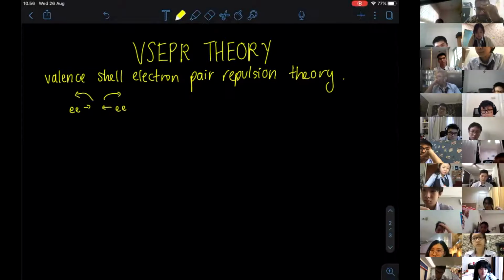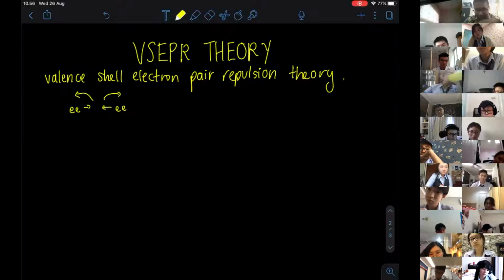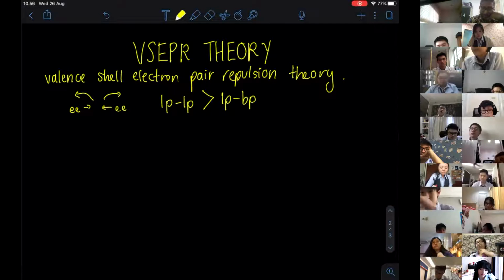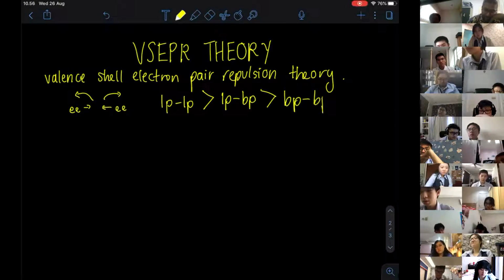But since we have two different types of electron pair, they have found out that the repulsions are different. How different are the repulsions? They have said that lone pair and lone pair repel more compared to lone pair with bonding pair. And these two pairs repel more compared to bonding pair and bonding pair.